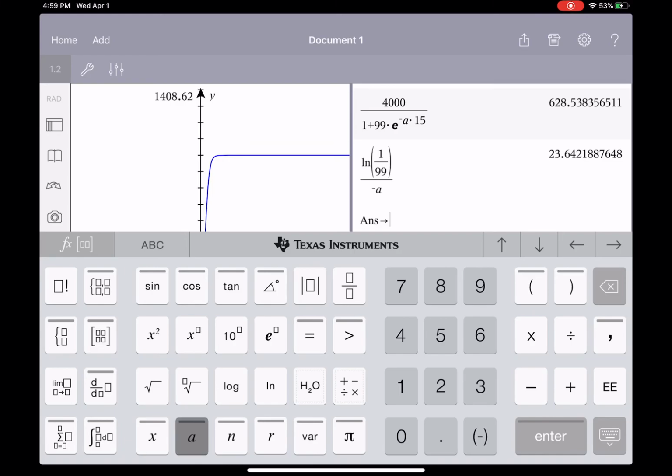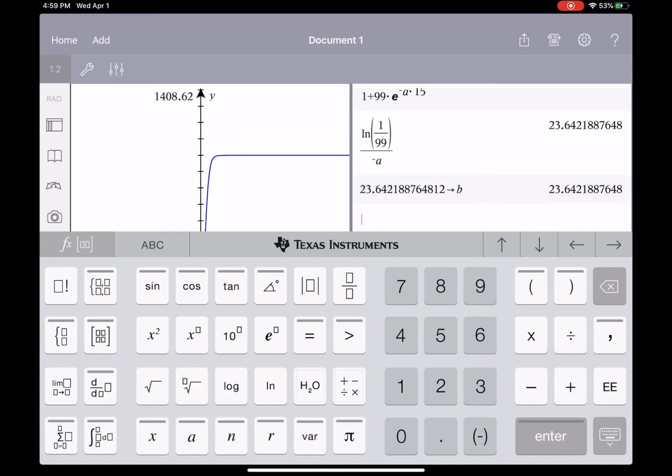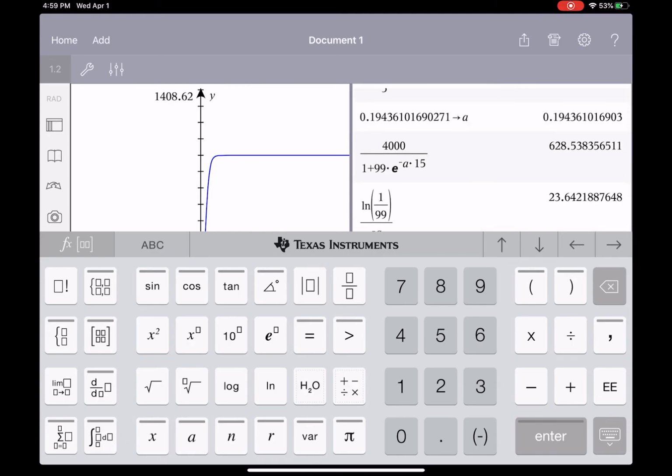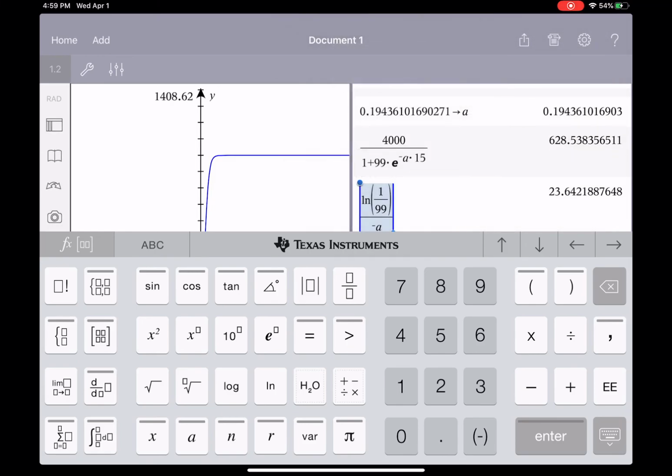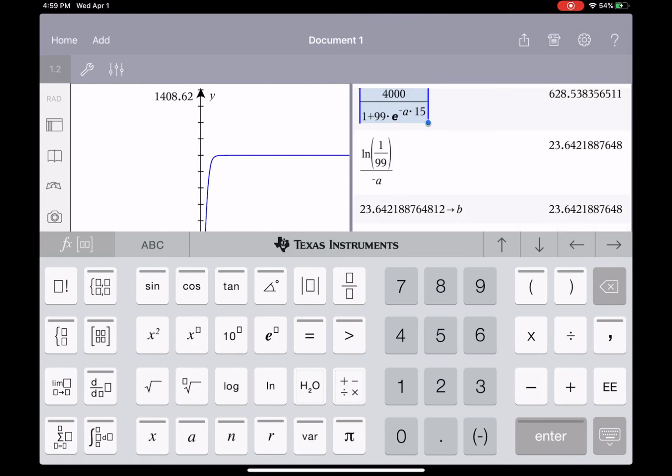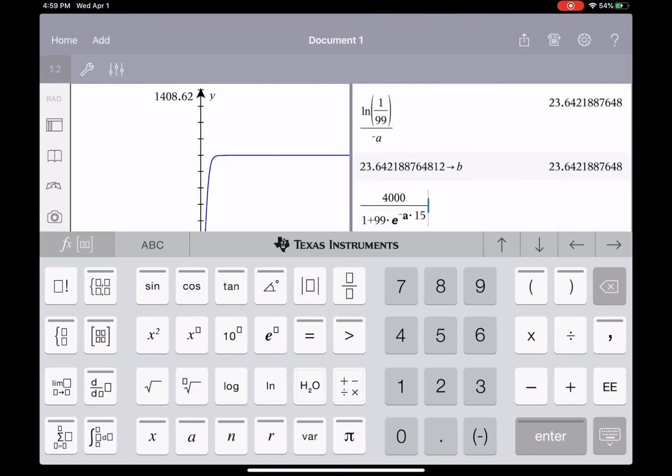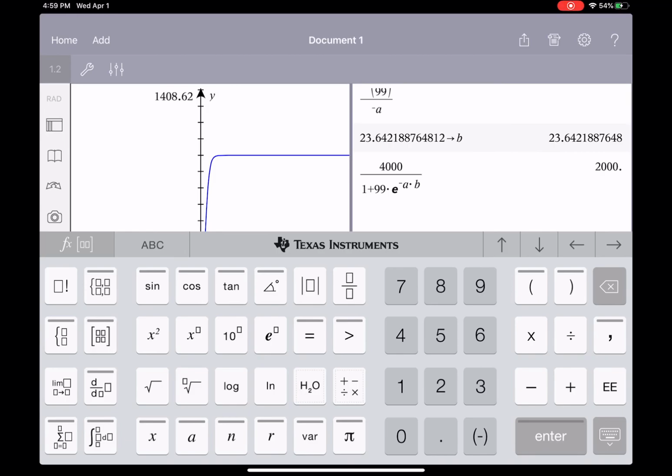Store that as a b value here. Because now if I plug that into our equation, that should give us half of the population, which was 2,000. So I'm just going to copy this one here, and then come down here and paste that one. Right there where it says 15, delete that out, and then times by b, and hit enter. I'm not even going to approximate this one. I'm just going to hit enter, because yes, it is exactly 2,000.